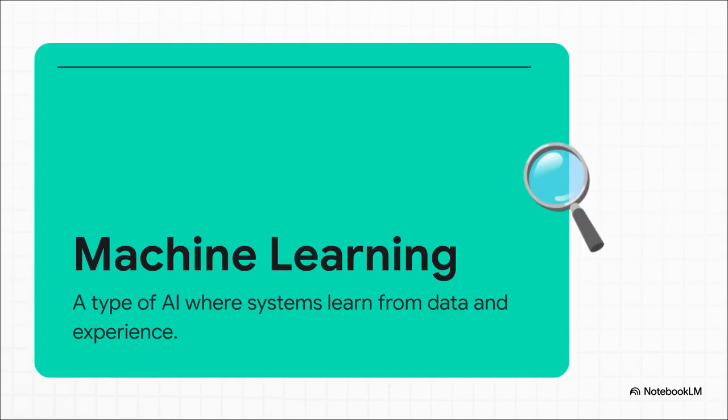Okay, now here is where it gets truly mind-blowing. Let's define a crucial subterm: machine learning. These are advanced algorithms that actually learn from data, adapt over time, and improve their accuracy through experience. So instead of just following fixed, static instructions forever, a machine learning algorithm basically rewrites and refines its own instructions as it goes. It gets smarter and more accurate the more data it processes.